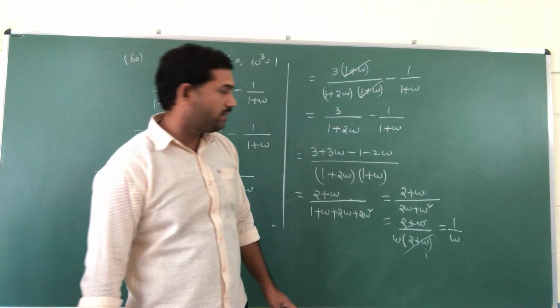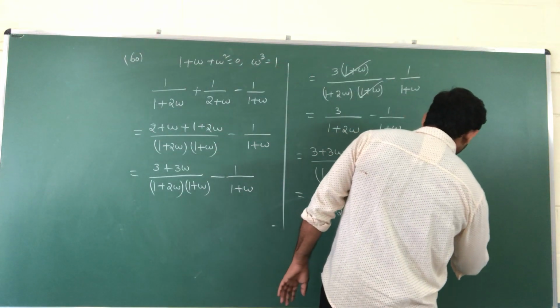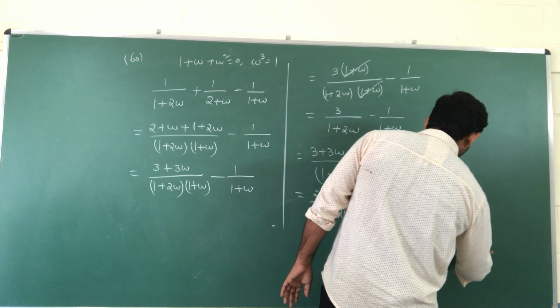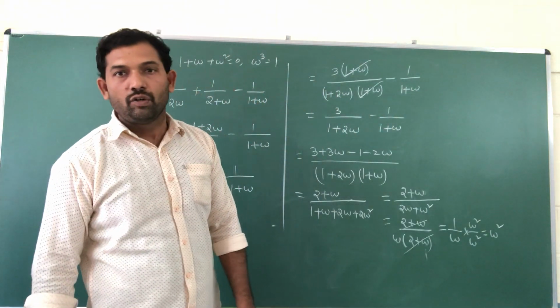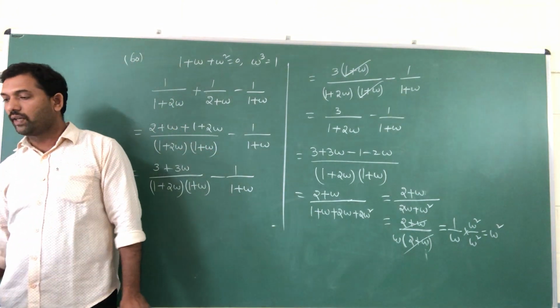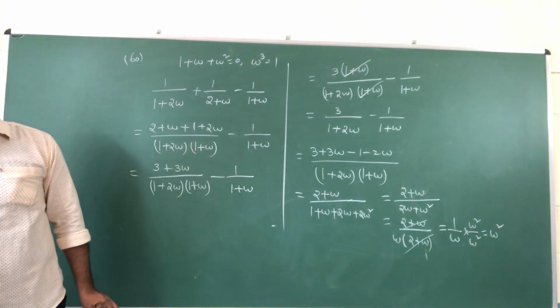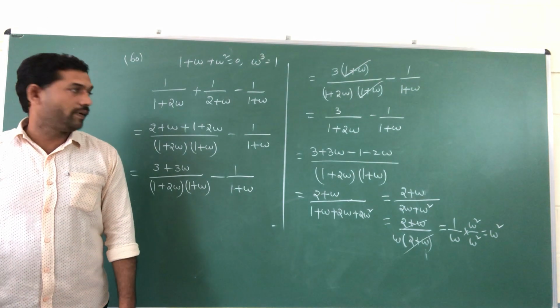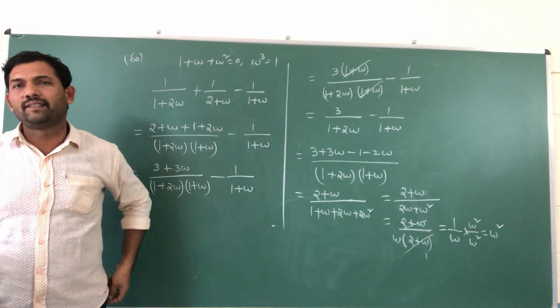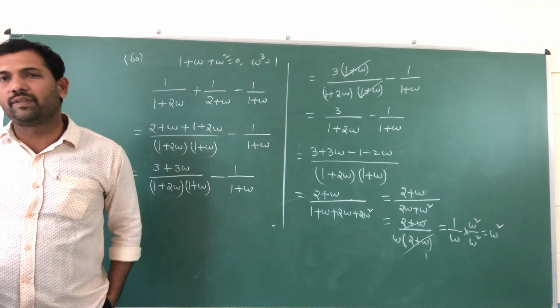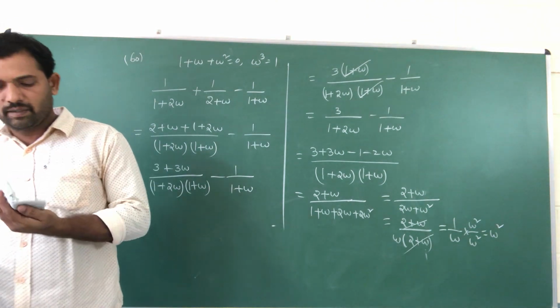1 by omega is multiplied and divided with omega square. What happens? Answer is omega square divided by omega cube. Omega cube value is 1, so the answer is omega square. The fraction you have to do 2 times. General LCM only you have to take.